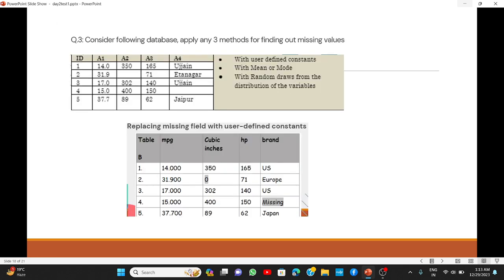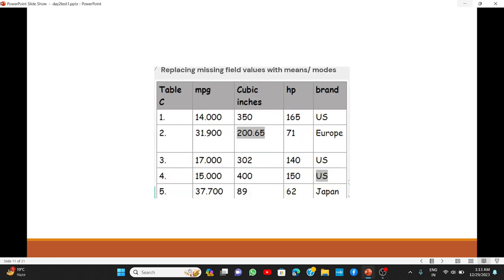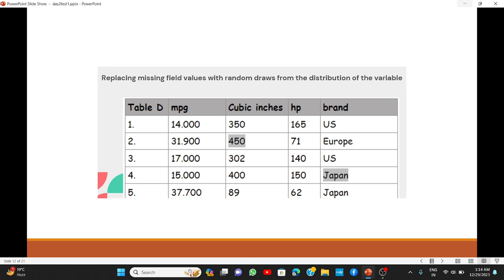Question number 3. Consider following database. Apply any methods for finding out missing values. First, replacing with user-defined constants; second, with mean or mode; and third, with random draws from the distribution of the variables. First, replacing missing field values with means in second and fourth row, and replacing missing field values with random draws from the distribution of the variable in the table.